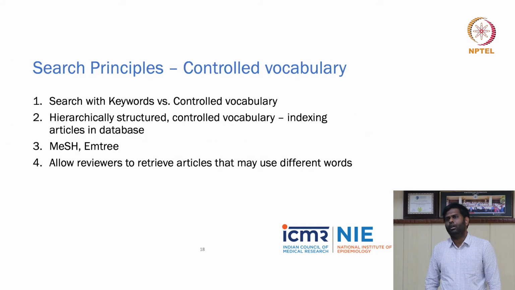I will also briefly touch upon the principles of performing a search. The first principle is to use a controlled vocabulary. When we are trying to search a particular database about a particular research question, we would use keywords. For example, if our research question is to find the prevalence of dental caries among children, our keywords would be dental caries or tooth decay. The other keyword would be children, and another keyword may be prevalence. If these are the keywords, we need to search for these keywords in the search engine.